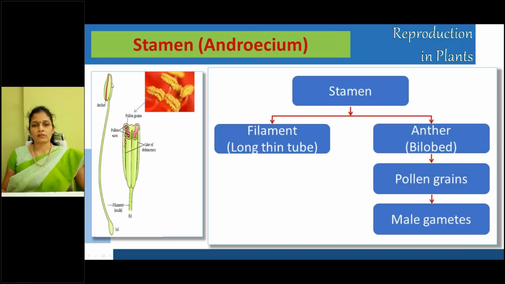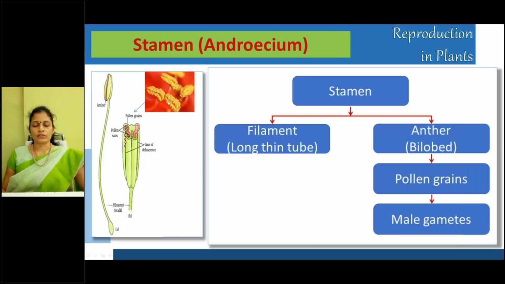And how is this anther? Anther is a bilobe structure or a sac-like structure. And this anther contains the pollen grains.